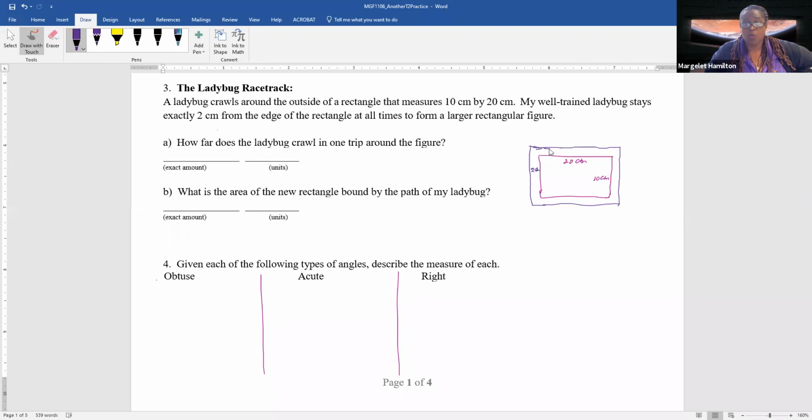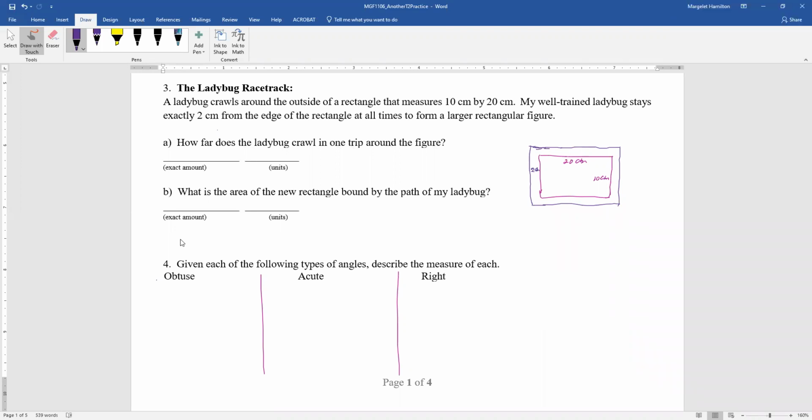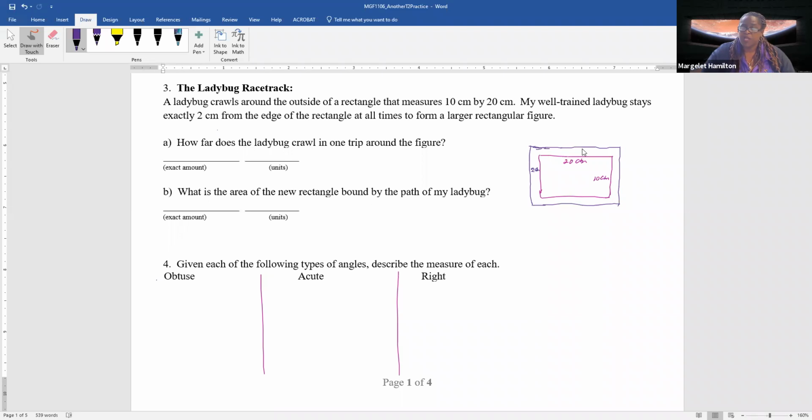But now think about what that means for these dimensions. What they want us to do is, how far does the ladybug crawl in one trip around the figure? Around something. What are they asking us for? The perimeter. Okay, so perimeter. I need some new dimensions now. Tell me the length of the side of this new rectangle right here.